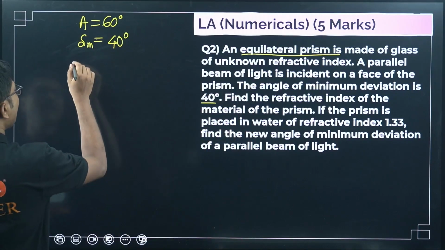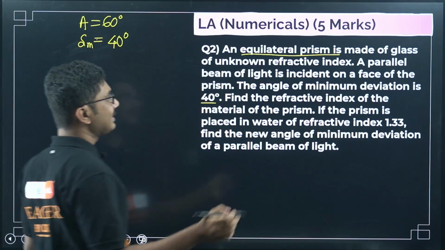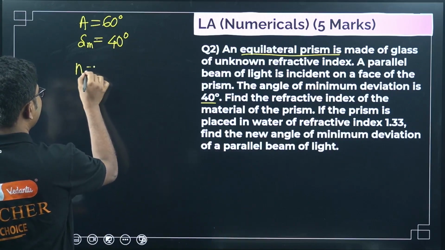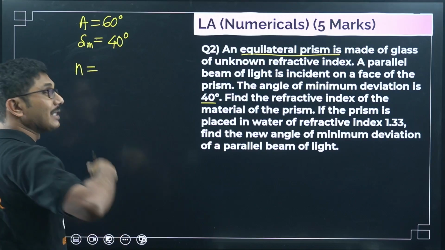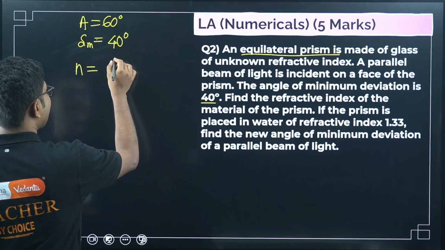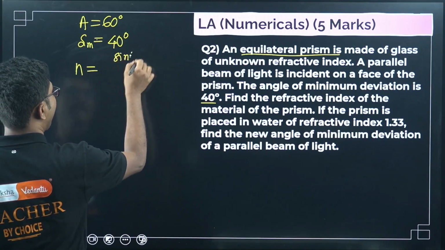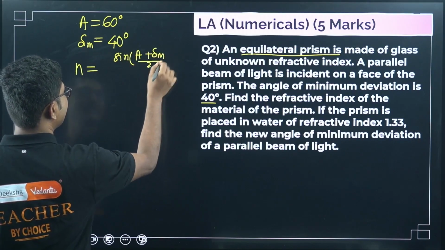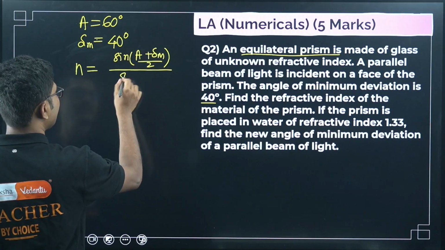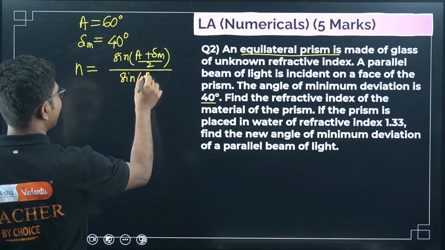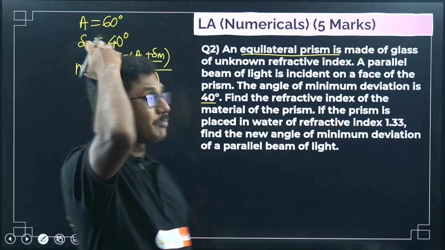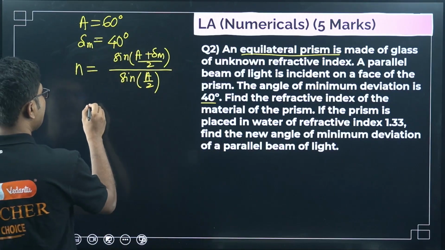Now we know that the refractive index n is given by, in this case assuming the outside is air, sin of (A plus delta M) by 2, divided by sin A by 2. We have seen that formula in our previous derivation. Either a derivation or a numerical problem is going to come from this formula, so it is a very, very important formula. You have to remember this.